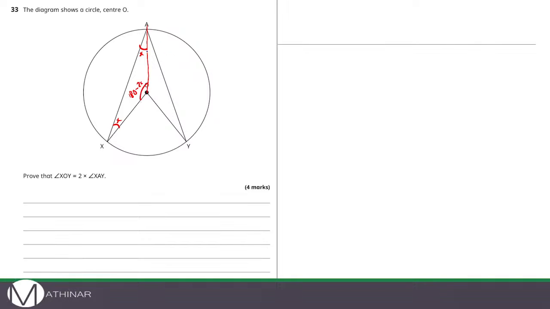Similarly, on this side, let's call this angle y. Well, OAY is also an isosceles triangle because this length and this length are the same. So this angle is y, and this angle here is 180 minus 2y. And over here we have angles around a point. So since we know these two angles, we can work out this missing angle. So this missing angle is 360 minus (180 minus 2x), take away (180 minus 2y).